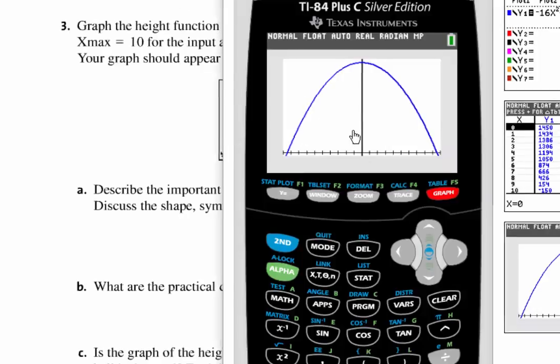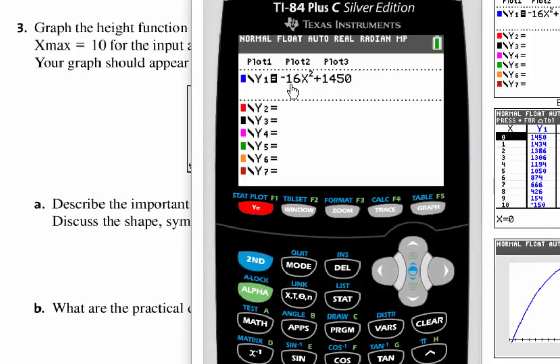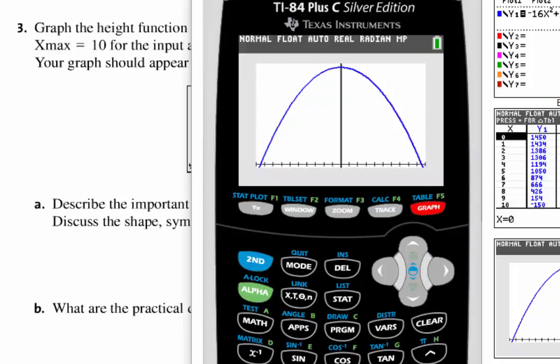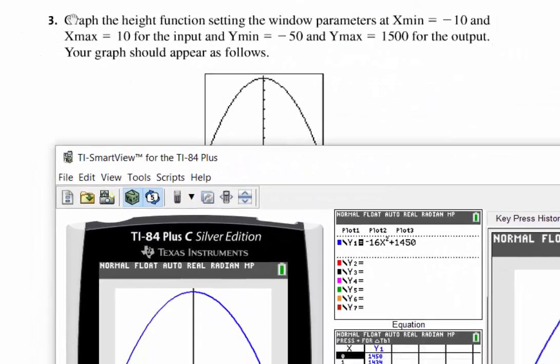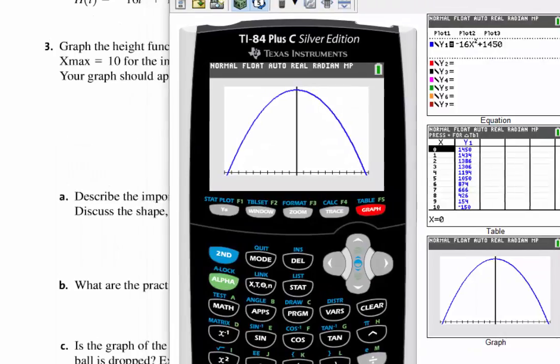And I believe this is what we arrived at, right? Under y equals, we graphed our function. We set our window to the window they gave us, right? This negative 10 to 10 and negative 50 to 1500. And here was our graph. So they asked some questions.